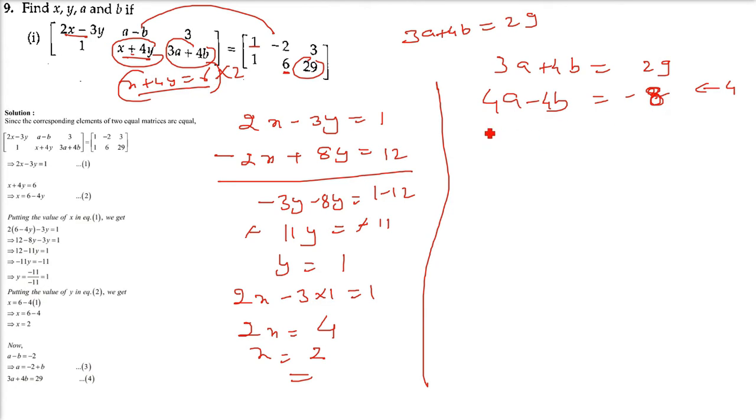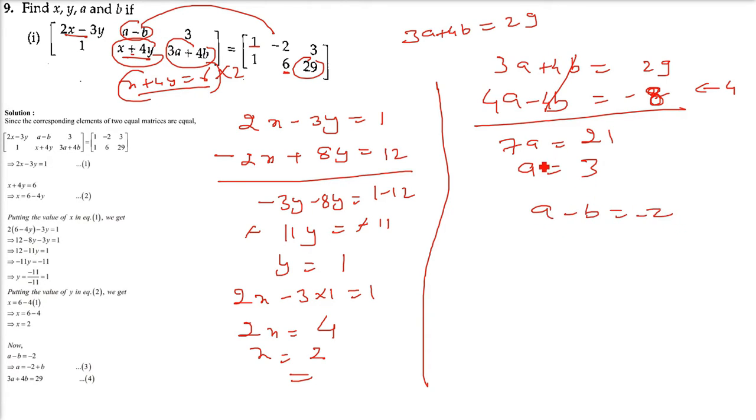Okay, let's add this to the equation. 3a plus 4a is 7a, and 29 minus 8 is 21. 7a is 21, so a is 3. Now put it in any of the equations. A minus b is negative 2, quite easy. So a is 3, 3 minus b is negative 2, so b is 3 plus 2, that is 5. So b is going to be 5.